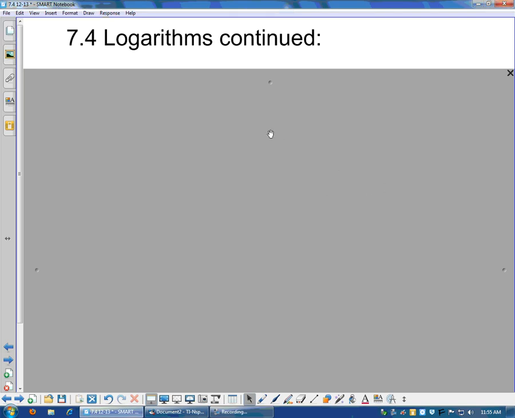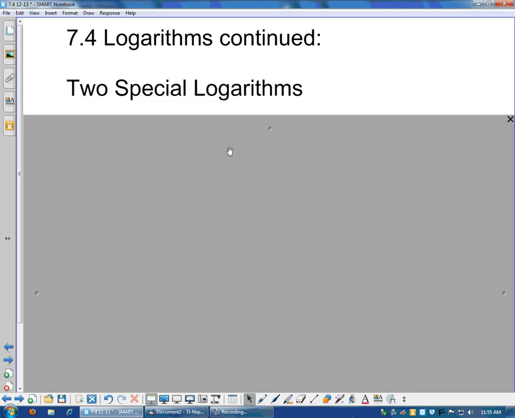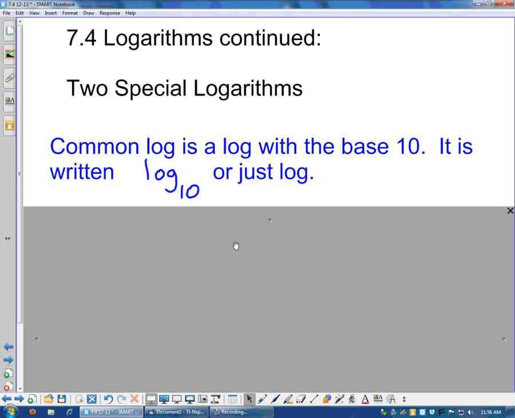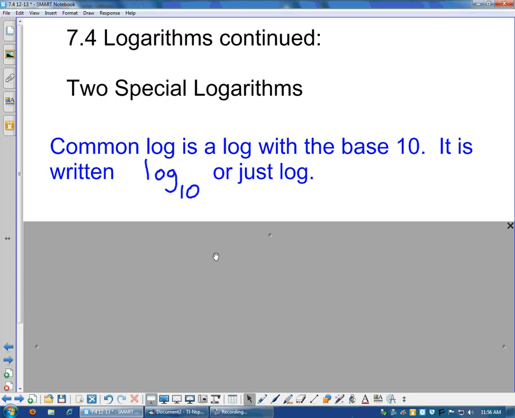We are looking at logarithms continued. This is section 7.4, and in this section we're going to be looking at two special logarithms. The first one is the common log. That's just a logarithm with base 10. You can write it with a little base 10 there, log base 10, like this.